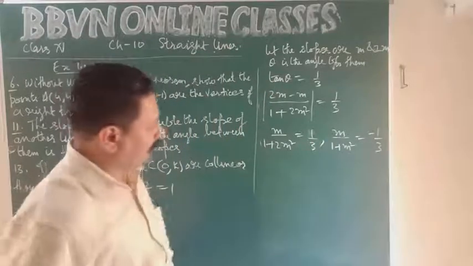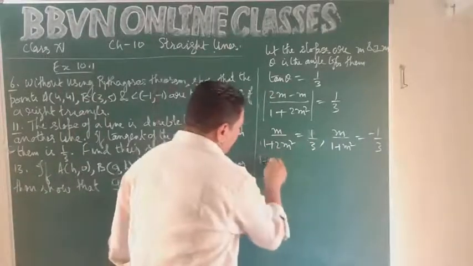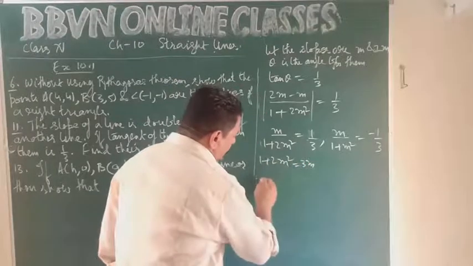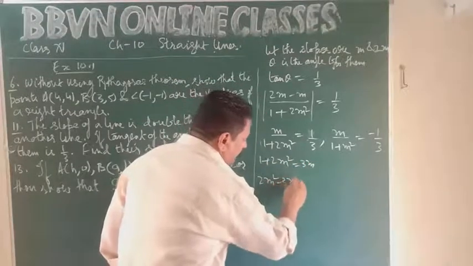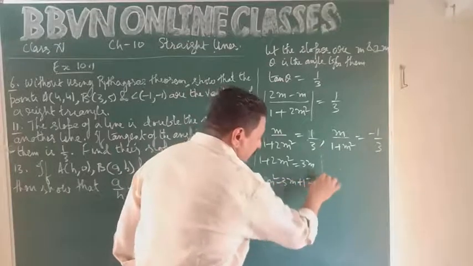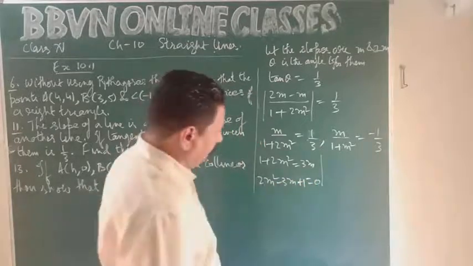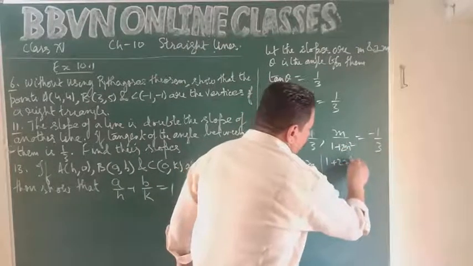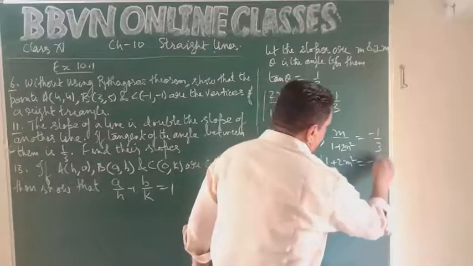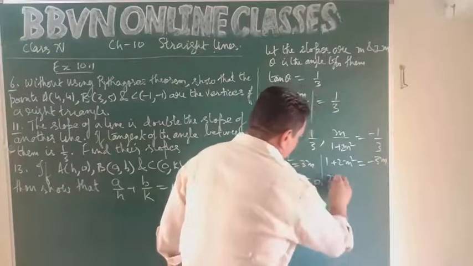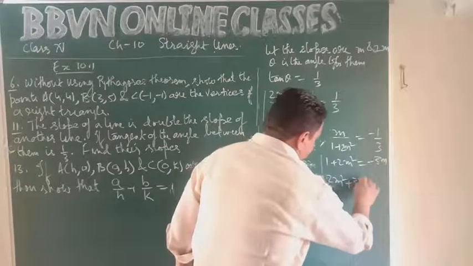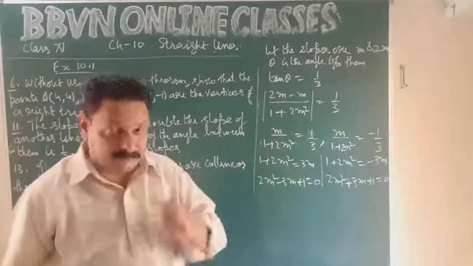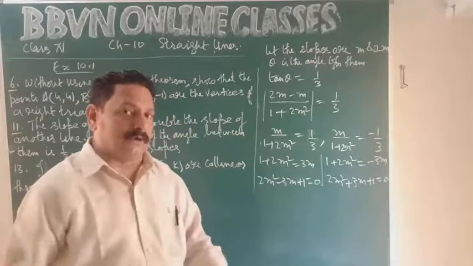Once positive, once negative. Cross multiply. 1 plus 2m square equal to 3m. 2m square minus 3m plus 1 equal to 0. Quadratic equation of m. Now here 1 plus 2m square equal to minus 3m. 2m square plus 3m plus 1 equal to 0. This is the second quadratic equation, right? Let us solve.